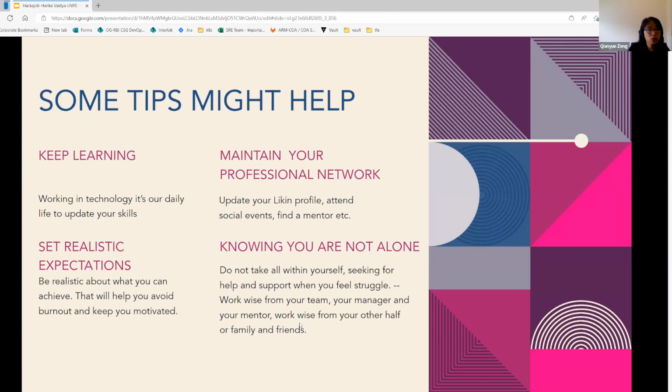The last one I want to share is know you are not alone, because you do not need to take all of this on your shoulders. You can always seek support from your team and your loved ones. Work-wise, you can seek support and help from your team, your manager, your mentor. Life-wise, from your family, your friends, your other half. I think it's very natural. We think, okay, I'll just take more, I can do it. It's a good thing, but sometimes you need to speak out when you need help.